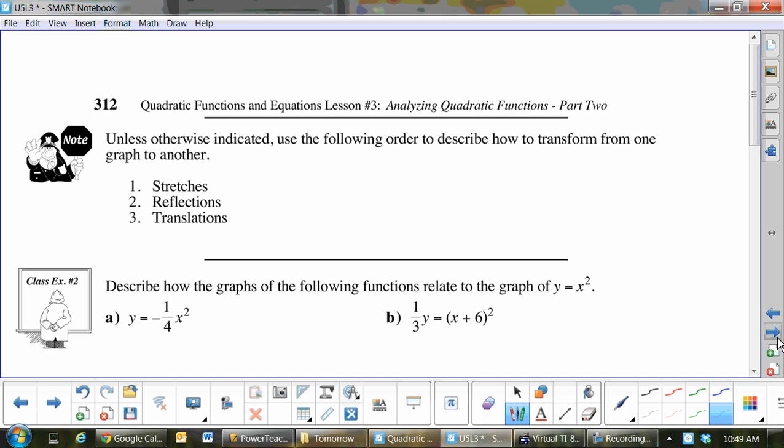This is the order you will be doing them in all the time, unless they tell you specifically to do it in this order. But if you're not told the order, always do it in what I call SRT. Stretches, then reflections, then translations last. Now I know we learned translations first, but you actually do them last when you're doing transformations. So I've got to think SRT.